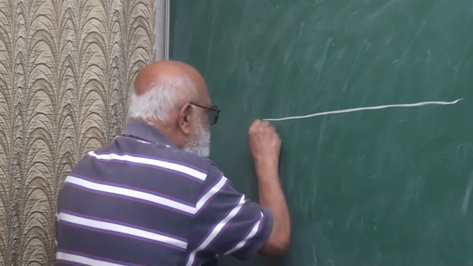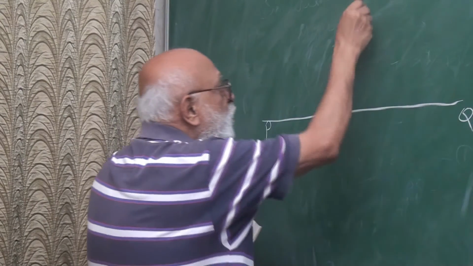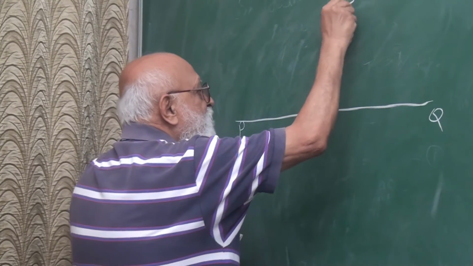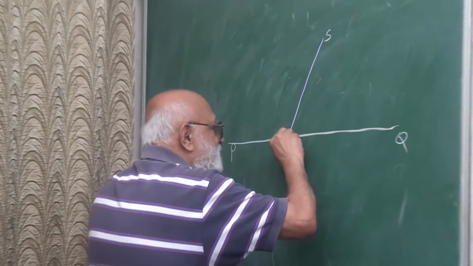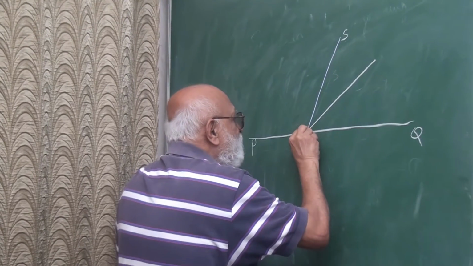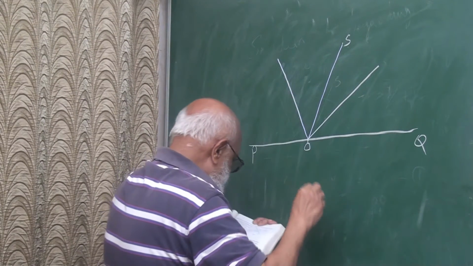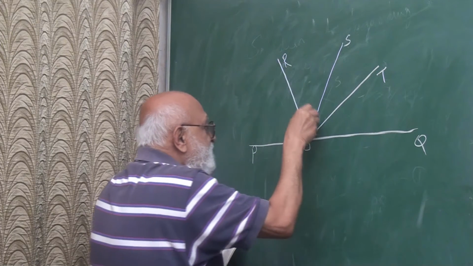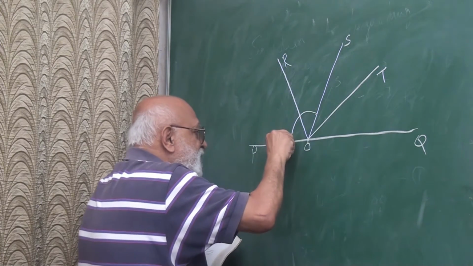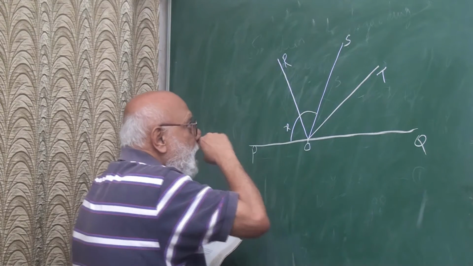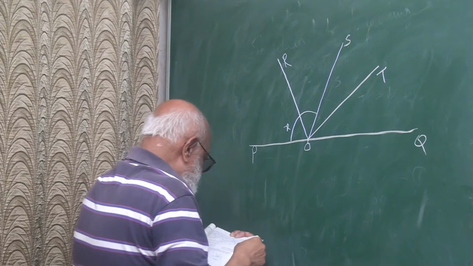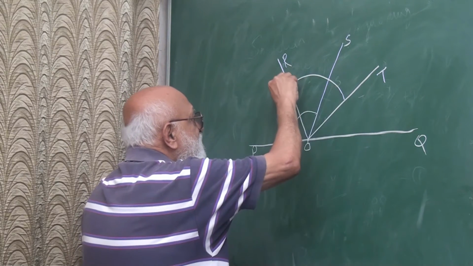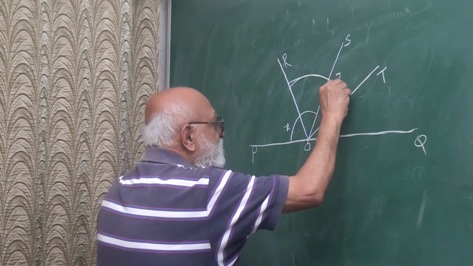PQ is a line on which OA stands. OA stands means it terminates at O, and there are two bisectors of this angle as well as of this angle. So the bisector of this angle is T and of this angle is R. This angle is given as X, this angle is given as X, and we have to find out what ROT is, that is this angle we have to find out.